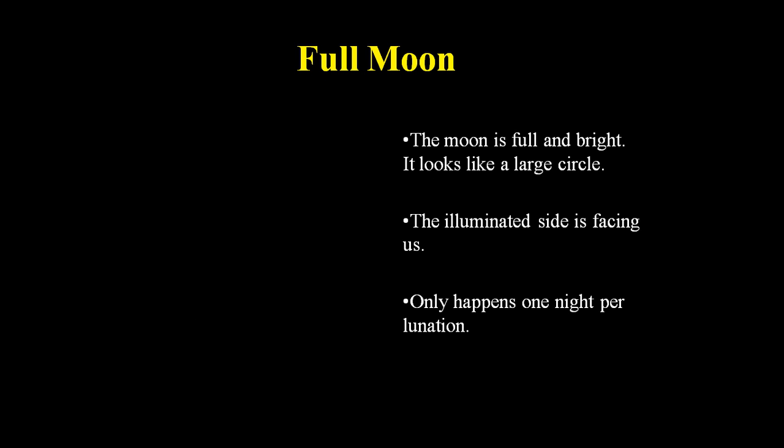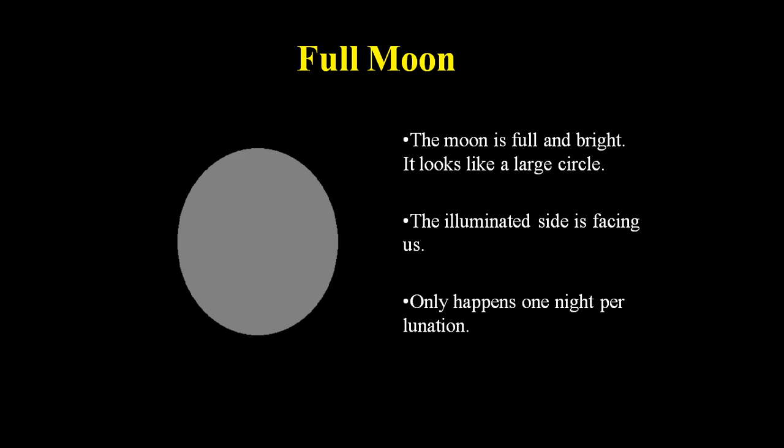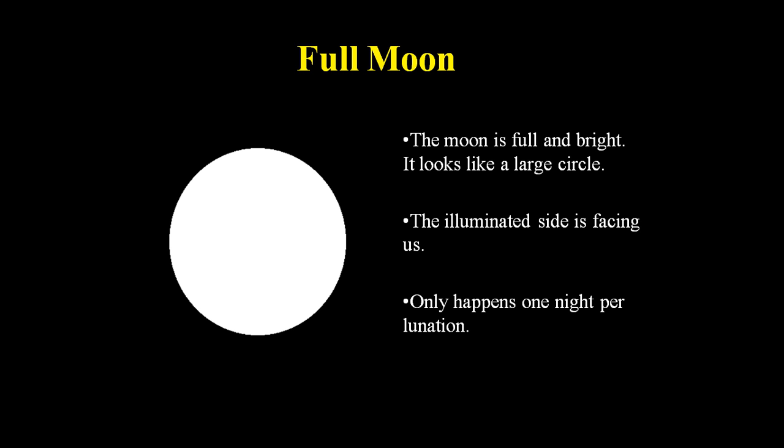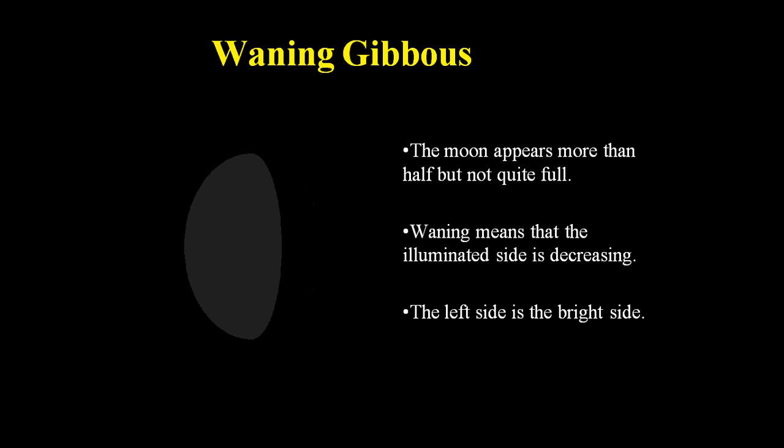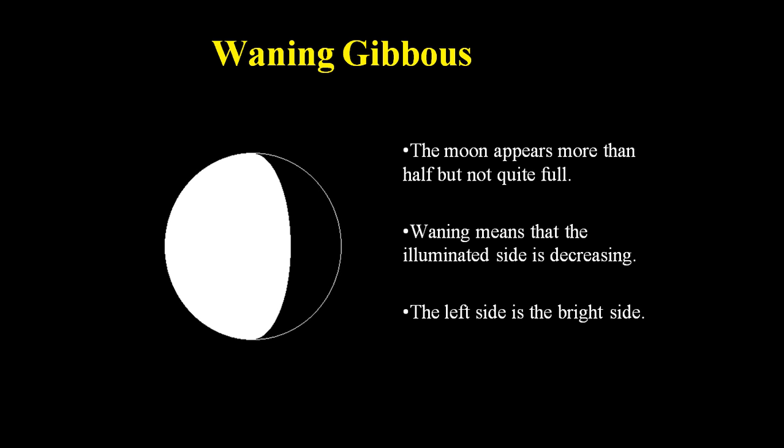Full moon. The moon is full and bright. It looks like a large circle. The illuminated side is facing us. This only happens one night per lunation. Full moon. Waning gibbous. The moon appears more than half, but not quite full. Waning means that the illuminated side is decreasing or getting smaller. The left side is the bright side. Waning gibbous.